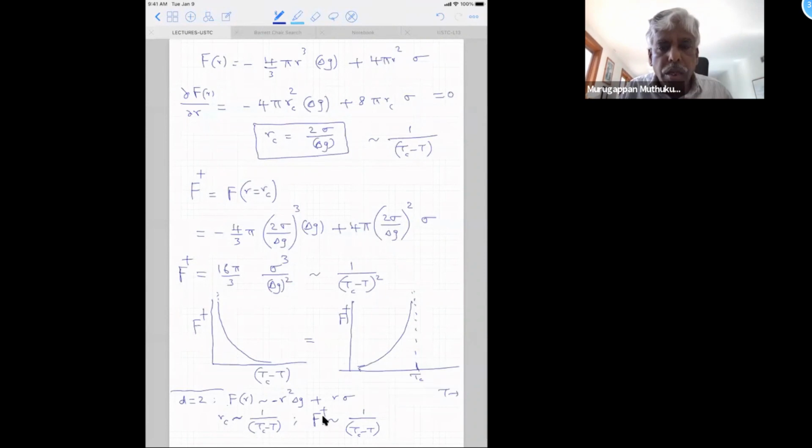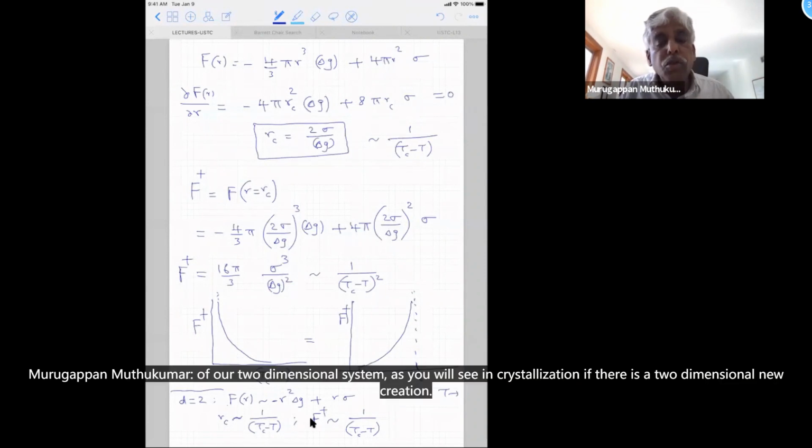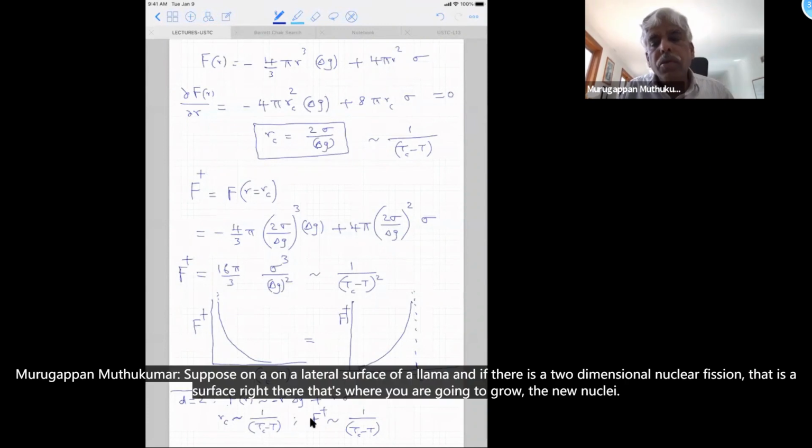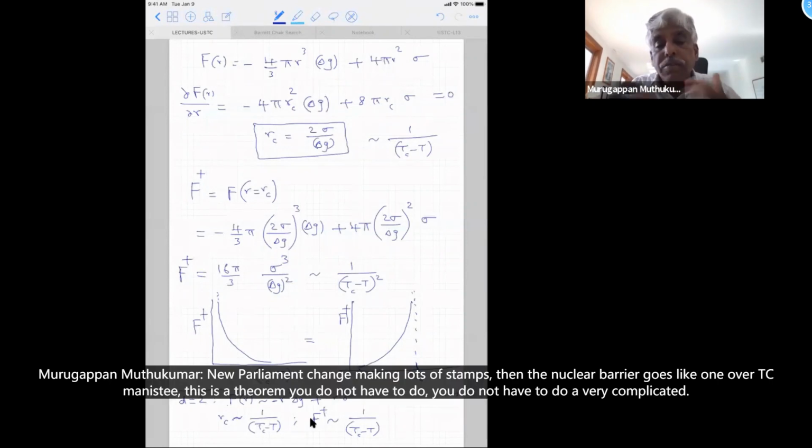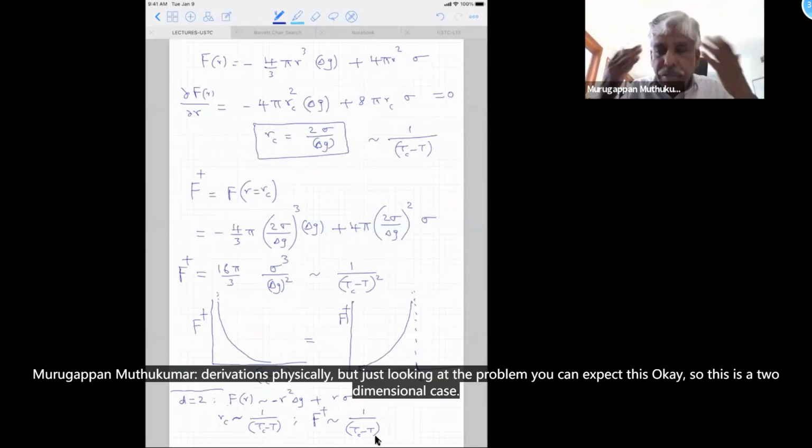For a 2-dimensional system, as you will see in crystallization, if there is a 2-dimensional nucleation, suppose on a lateral surface of a lamella, that is, there's a surface right there, where you are going to grow the new nuclei, new polymer chains, making up lots of stems, then the nucleation barrier goes like 1 over TC minus T. This is the theorem. You do not have to do very complicated derivations. Physically, by just looking at the problem, you can expect this. Okay, so this is for the 2-dimensional case.